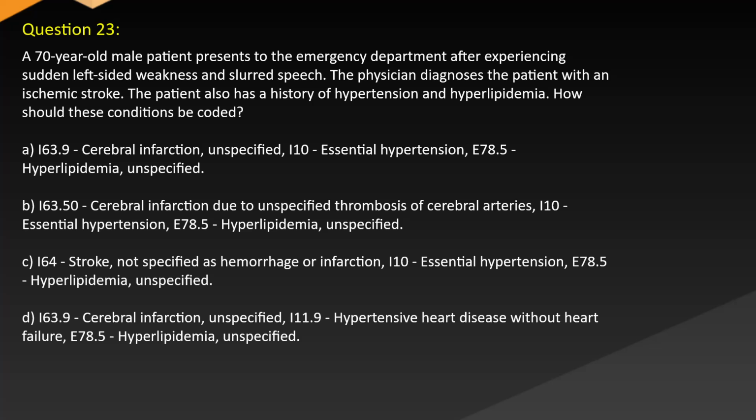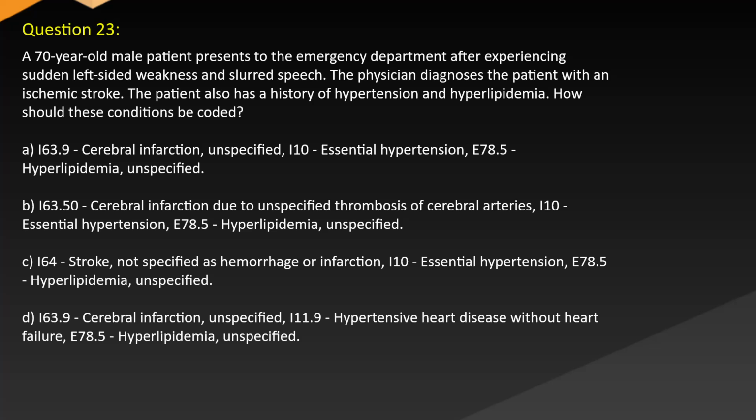Question 23. A 70-year-old male patient presents to the emergency department after experiencing sudden left-sided weakness and slurred speech. The physician diagnoses the patient with an ischemic stroke. The patient also has a history of hypertension and hyperlipidemia. How should these conditions be coded?